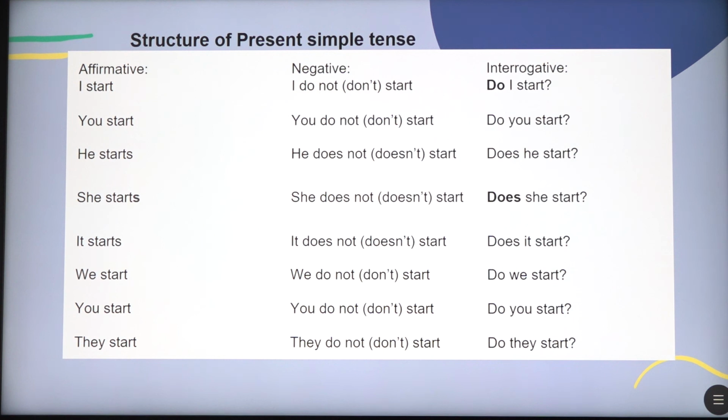In the interrogative form, we are going to see the usage of do and does put before the subject. Do I start? Does she start? And in the plural, we're going to have do we, do you, do they start.